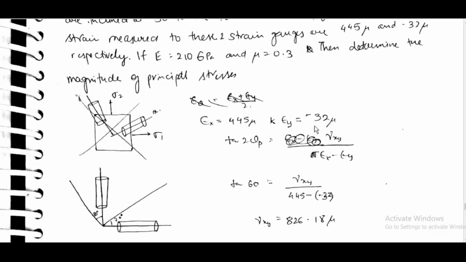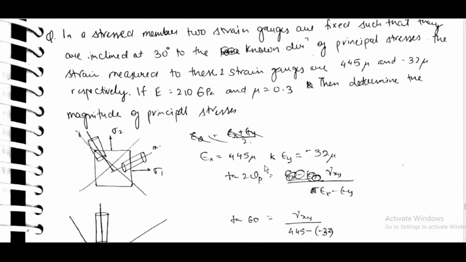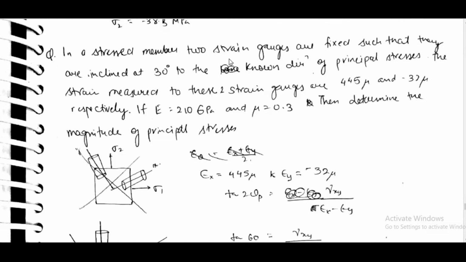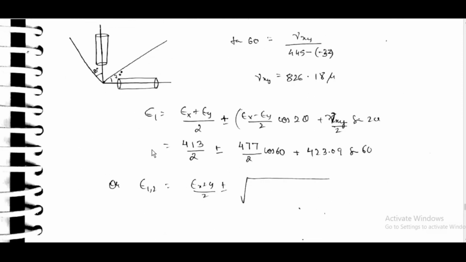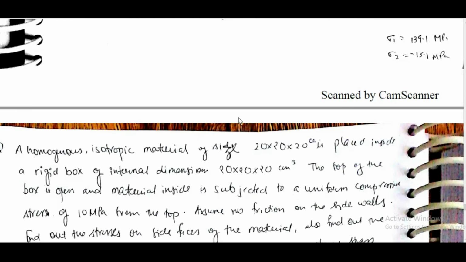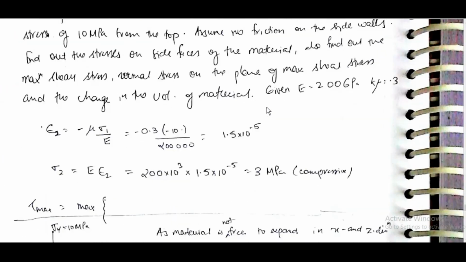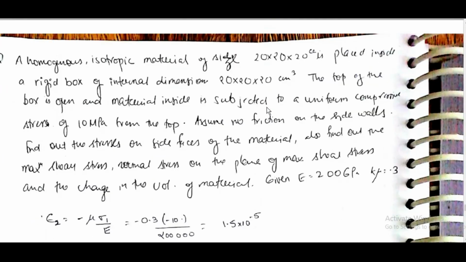Epsilon x, epsilon y are given. Tan 2 theta p is equal to gamma xy by (epsilon x minus epsilon y), and theta p is such that they are inclined at 30 degrees. So gamma xy you can get from that, epsilon 1, epsilon 2 you can get from that, and sigma 1 and sigma 2 also you can get using the formula.